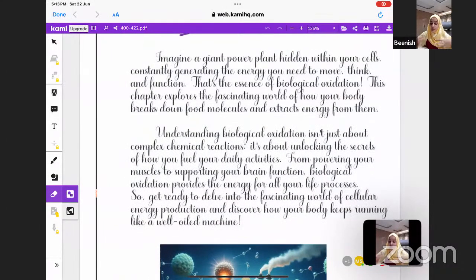Okay, so this biological oxidation or electron transport chain, for convenience purposes you can associate it to a power plant that is generating a lot of energy. So all the functions of the body are dependent entirely on this, so it is going to provide energy for the various functions that are going to take place in the body.